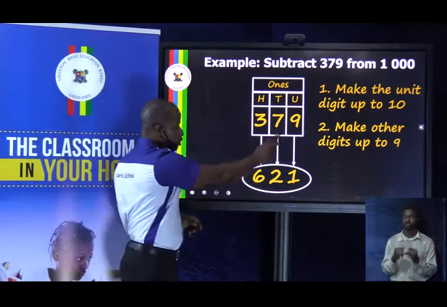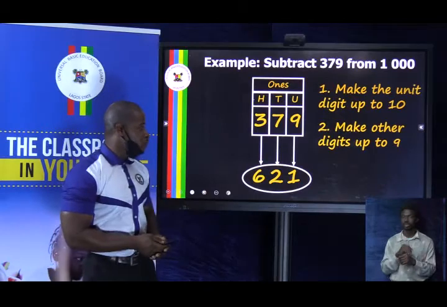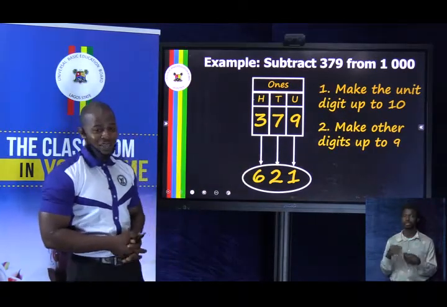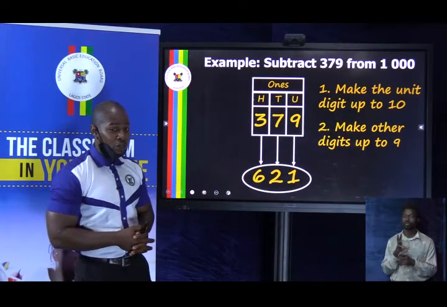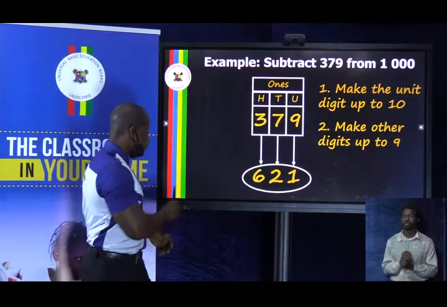Again, the unit digit, make it up to 10. The remaining digits, make them up to 9. And you have your answer. So 7 plus 2 gives you 9. 3 plus 6 gives you 9. It's as simple as that. No borrowing, no carrying. Are you confused? Let's check out another one.